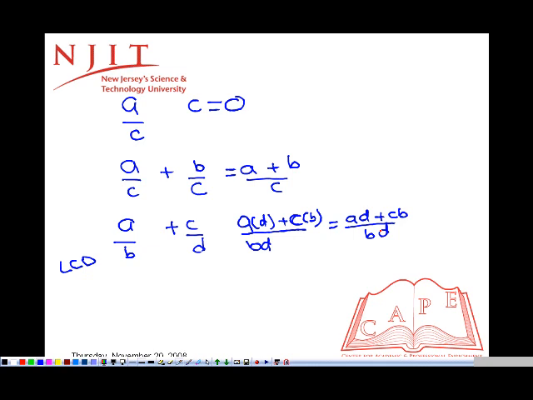Now the properties of multiplication, which is the easiest part. If we have a over b times c over d, all we have to do is multiply the top together and the bottom together. So we get a times c over b times d.